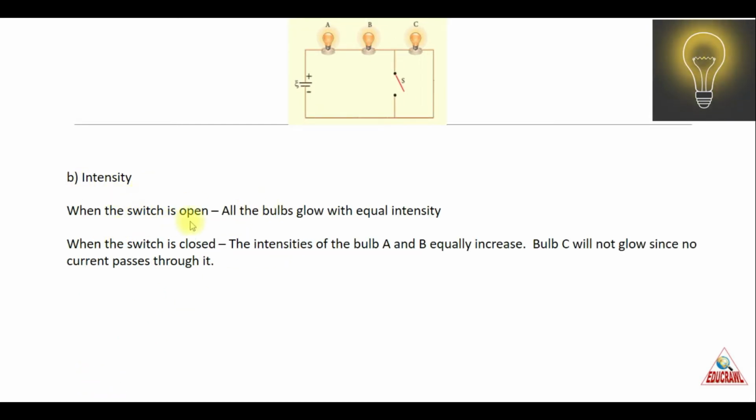Regarding intensity, when the switch is open, all the bulbs glow with equal intensity because the same current is flowing. In a series circuit, we know that the same current will be flowing throughout the circuit. When the switch is closed, the intensity of bulbs A and B equally increases. Bulb C will not glow since no current passes through it. The current will pass through the first circuit only, not through the second one. So bulb C, which is connected in the next part of the circuit, will not glow.